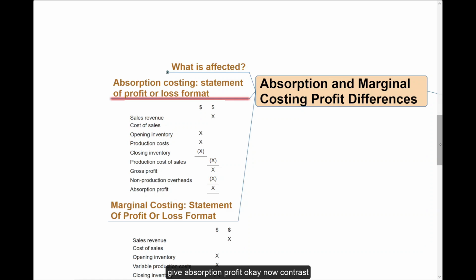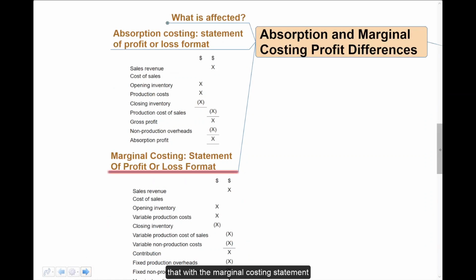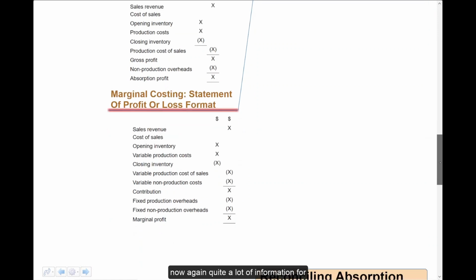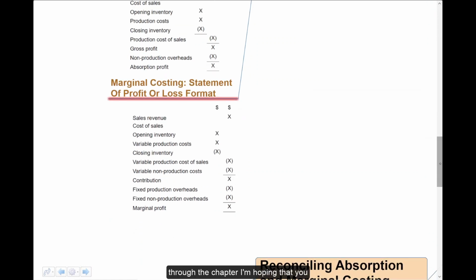Now, contrast that with the marginal costing statement. Again, quite a lot of information for you to take in. You will have been through the chapter. I'm hoping that you focused in on doing the activities. Remember, there's no hiding place for getting the questions wrong, learning from failure. Please remember that.